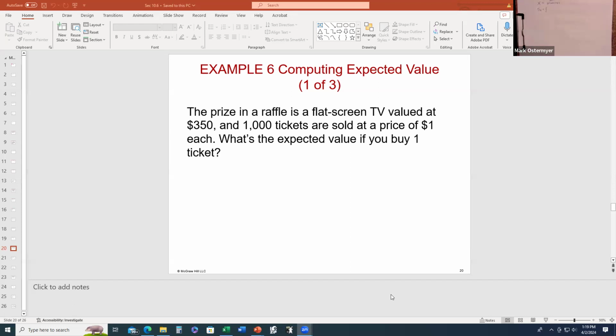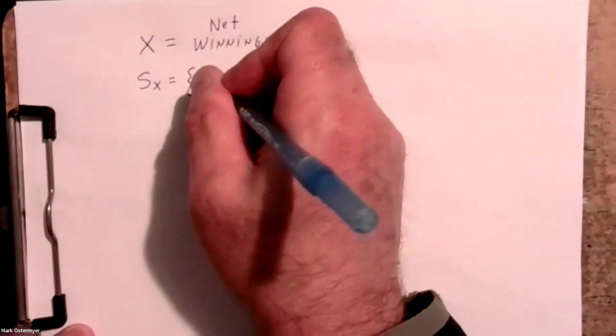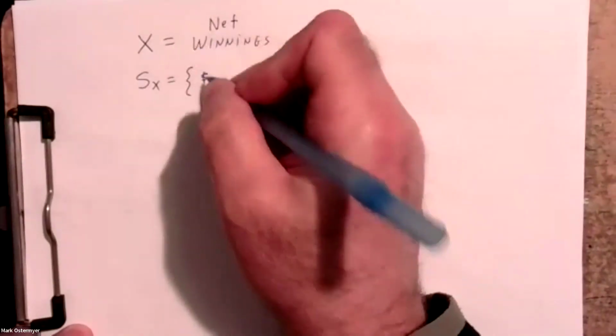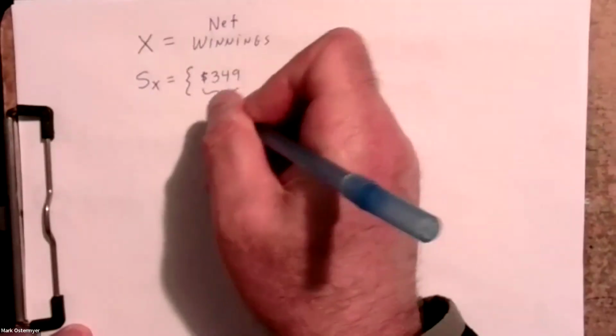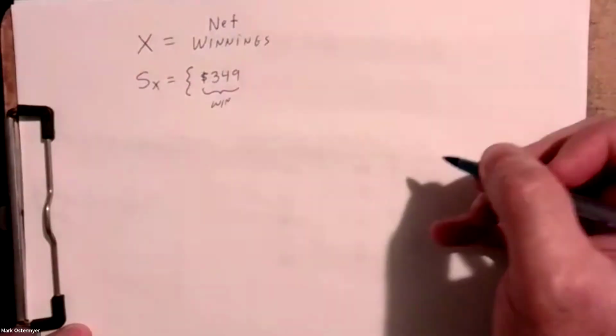So, ladies and gentlemen, if I win this game, I win a TV valued at $350. So I really won like $350, because you could turn around and sell it for $350. Or I know what you're thinking, some of you try to flip it for even more. But suppose you could only get $350 out of it. Well, you won $350. But you had to lay out $1 to play the game. So what would be your net winnings here? Your net winnings would be $350 minus the $1 you had to lay out to play the game. So your net winnings would be $349. This is if you win the game. You choose the winning ticket, in other words.